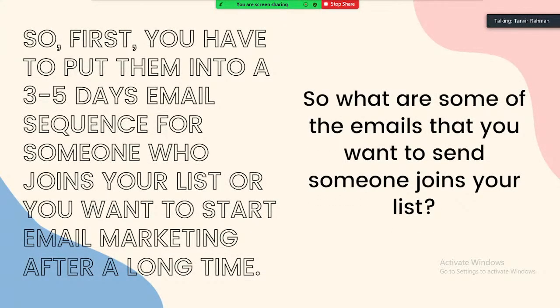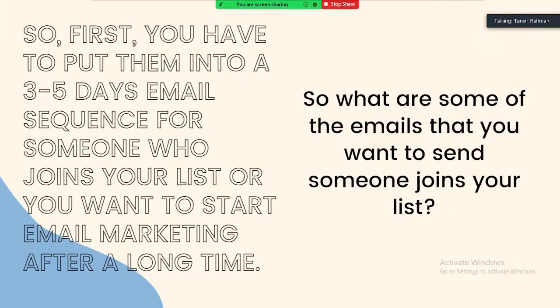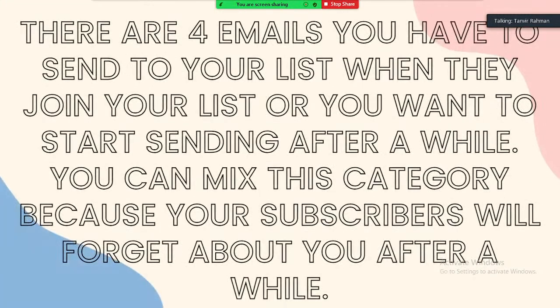So first you have to put them into a 3 or 4 days email sequence for someone who joins your list, or you want to start email marketing after a long time. These are some of the emails that you want to send someone who joined the list or the old one. There are 4 emails, I recommend 4 or 5 in between, all right? You have to send your list when they join, all right?